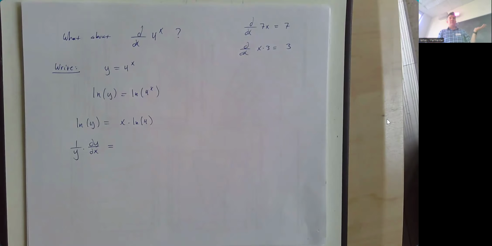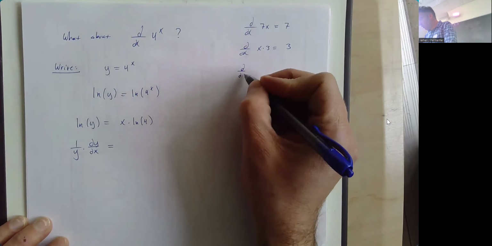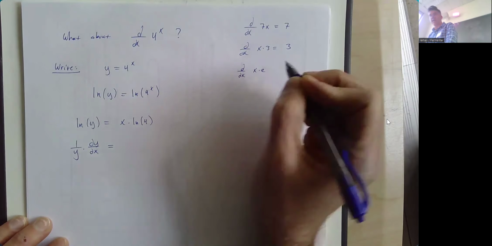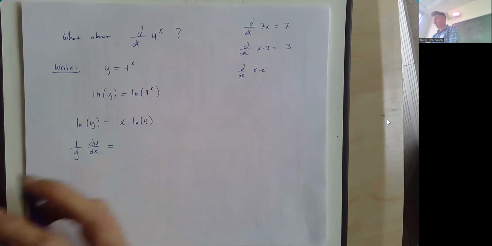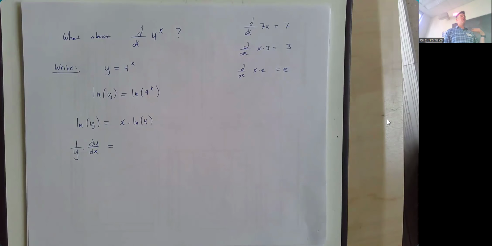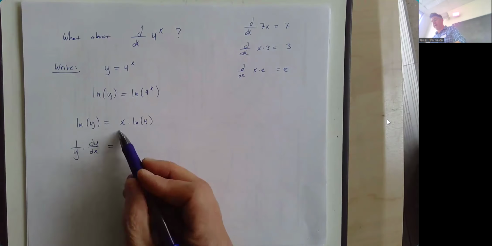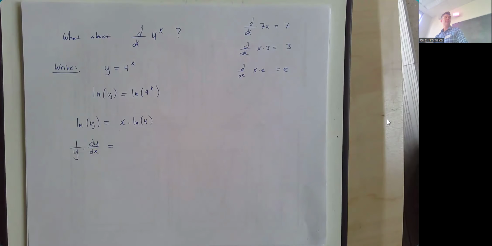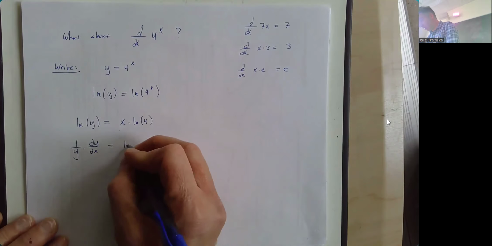Just because I changed the order I multiplied the things, it didn't change the fact that I still have a constant times x. Even if that constant's super funky. Like, what's the derivative of x times e? Just e, right? E is a constant. So the derivative of a constant times x is just the constant. Okay, drum roll, please. What's the derivative of x times natural log of 4? Natural log of 4 is a constant.